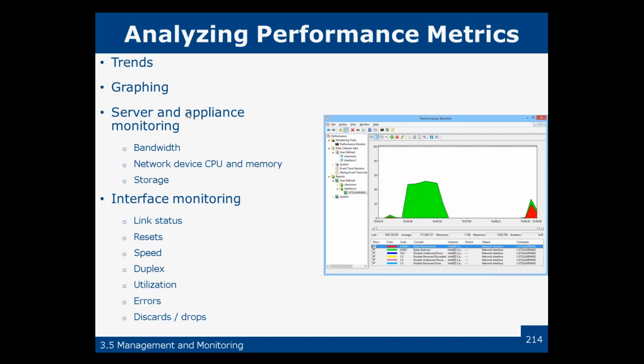Server and appliance monitoring, what are we going to look at with those things? Bandwidth, network device, CPU, memory, storage. We can, again, monitor all these things. How much bandwidth is there? How much activity is there? What time of day is the activity? When does it slow down? Does it slow down? What's the CPU utilization?